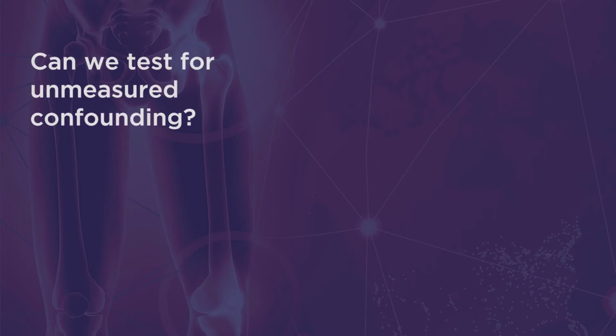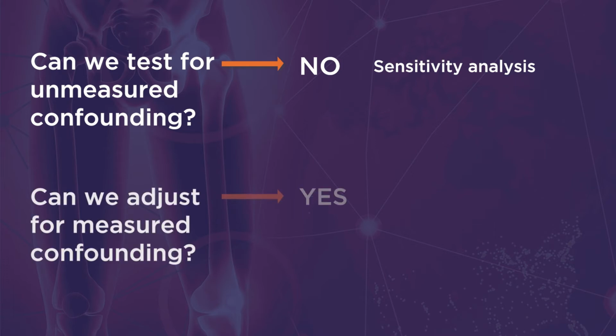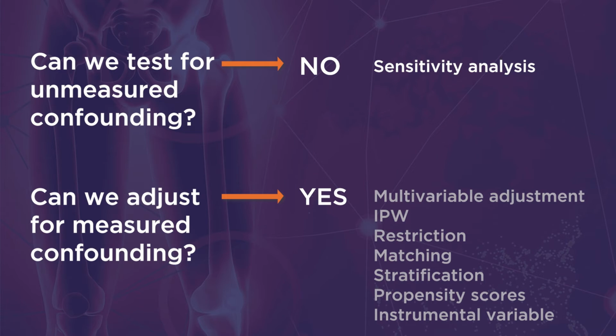There is no statistical method that can be used to test if unmeasured confounding exists. However, sensitivity analyses can be performed to determine how much an association could change under different degrees of unmeasured confounding. There are several statistical methods to adjust for measured confounders. These include multivariable adjustment, inverse probability weighting, restriction, matching, stratification, and other methods.